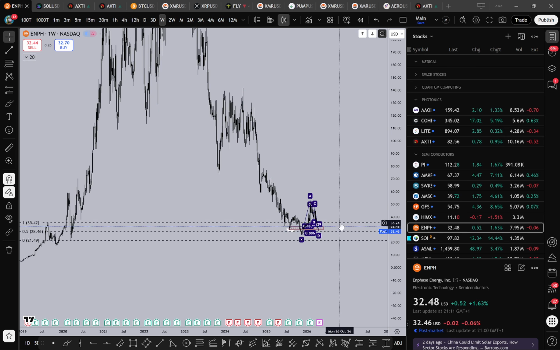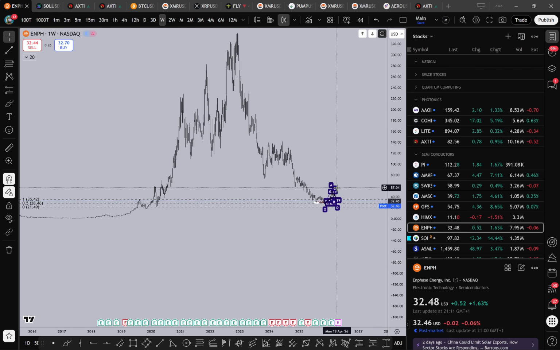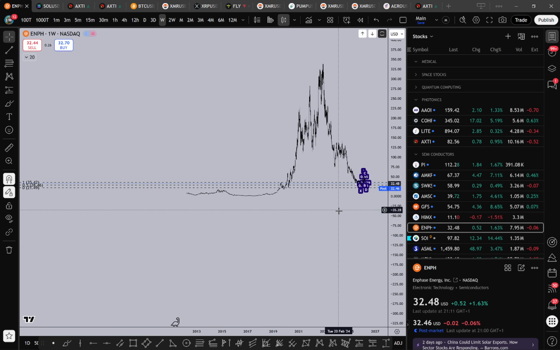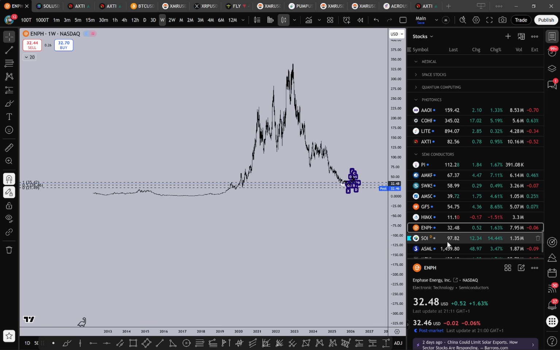But keep an eye on it, because this could be a lagger. This could be a big lagger, right? We could go up and finally take some liquidity back to the upside on this. You've retested a very important area. That's M phase energy, ENPH.